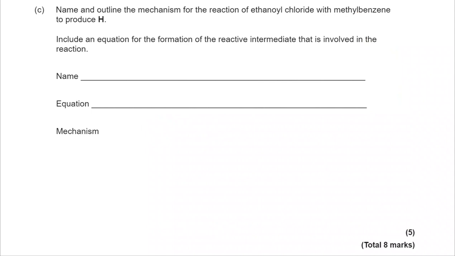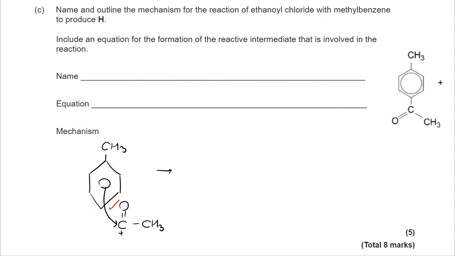Moving on to part C, name and outline a mechanism for the reaction of ethanoyl chloride with methylbenzene to produce H. Include an equation to show the formation of the reactive intermediate involved in the reaction. So we're moving into the proper aromatics territory here now, the aromatics topic from year 13. Once again, we've got here the diagram of the product, and I've started with the mechanism. Now, we need to remember that that first curly arrow is going to go from the electron-rich delocalized ring, very electron-rich, and it's going to the positive carbon in the COCH3 plus ion.